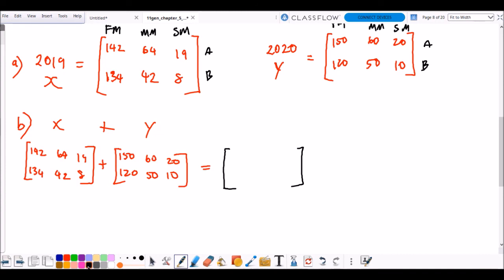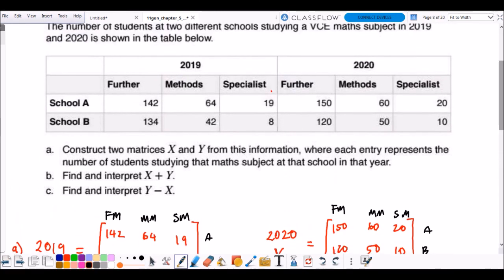So this should be 292. This should be 124. This should be 39. 134 plus 120 will be 254. That'll be 92. And that'll be 18. Listening, guys. In terms of interpreting, what does this matrix mean if you added all of the numbers together, in the context here? Anyone know?